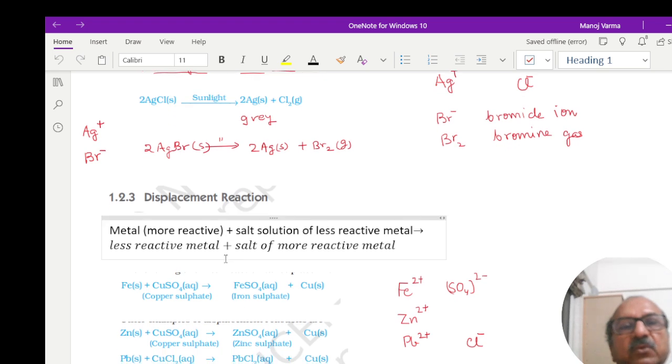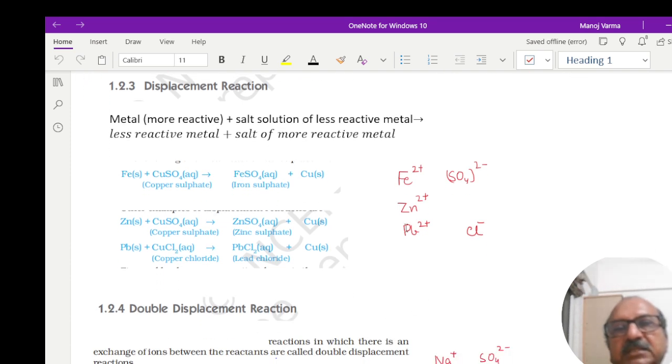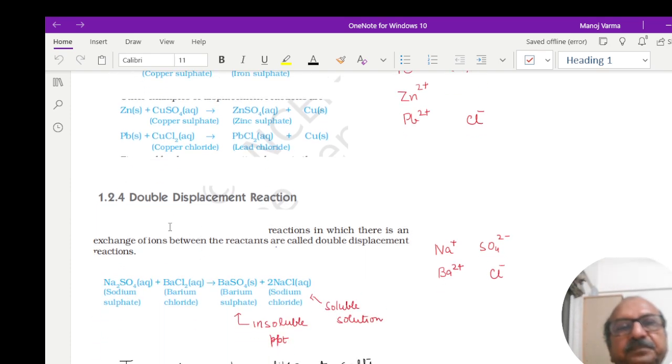Displacement reactions are those in which a more reactive metal displaces a less reactive metal from its salt solution. So iron is a more reactive metal than copper, so iron displaces copper from a solution of copper sulfate, and similarly zinc and lead can displace copper from their salts. So these are the examples of displacement reactions. These are the ions which are present in the formulae to help you understand the formula.